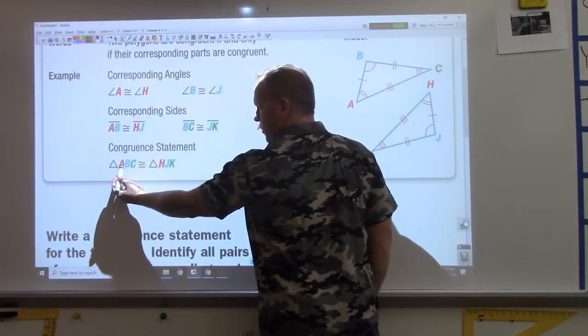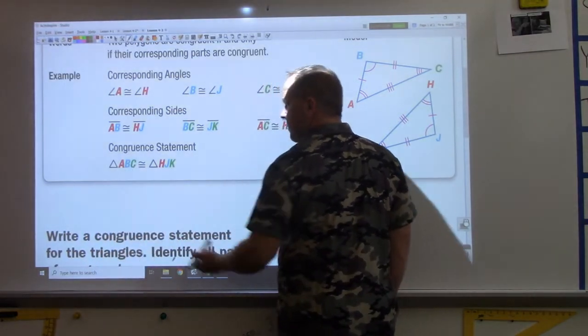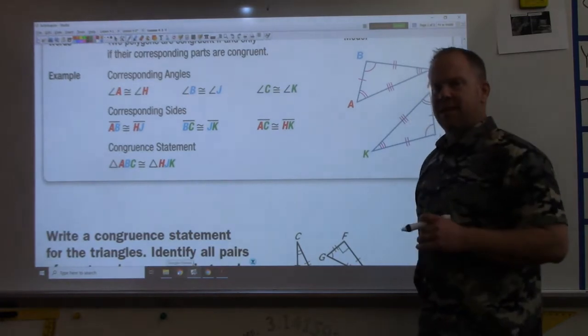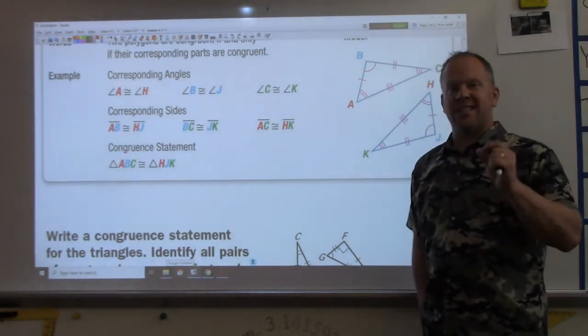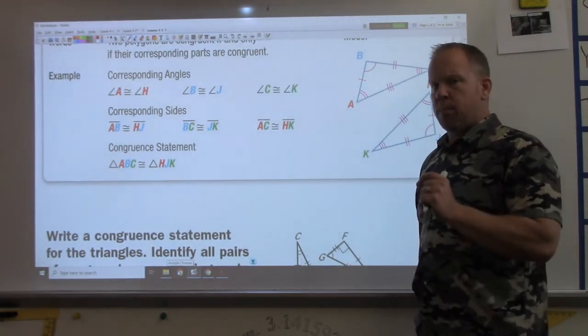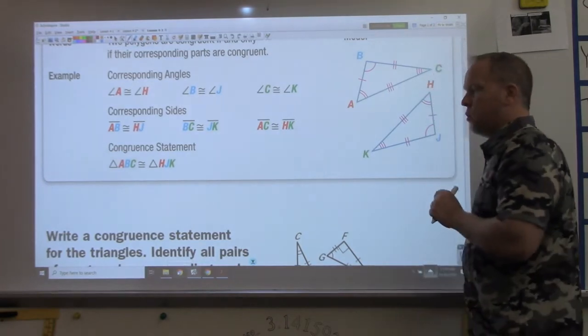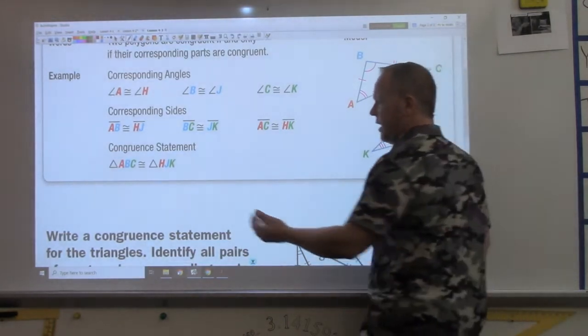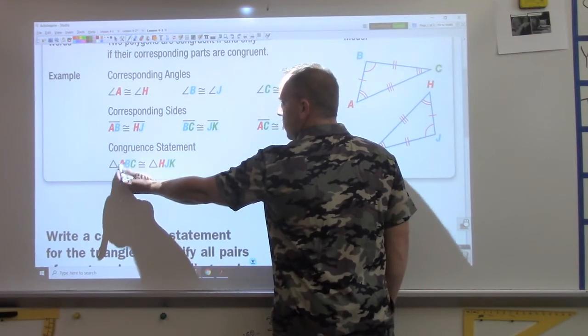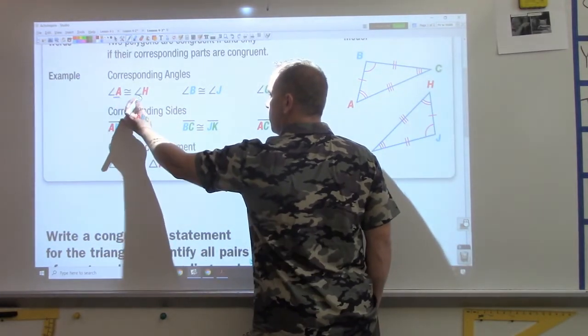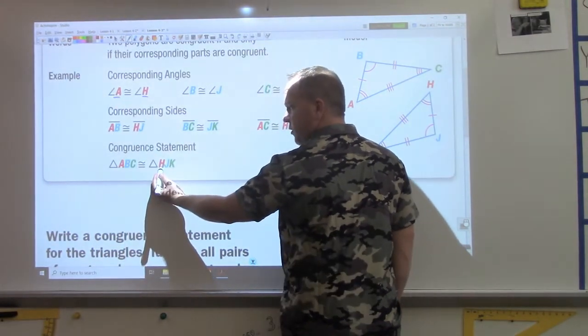Notice the colors that they use here, blue, red, green. When you name your first polygon, it does not matter the order of the letters. The second one, the order matters. It has to be with the corresponding congruent parts, okay? A is my first letter. Look, A was congruent to H, so H has to be my first letter.